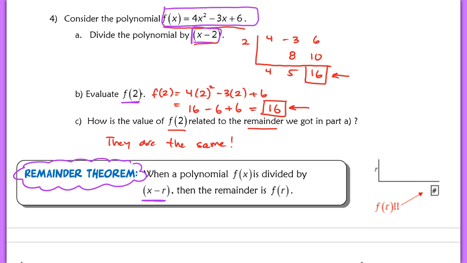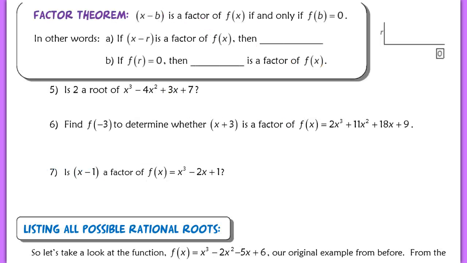or f of r. So in other words, if you take a polynomial, you divide it by a linear binomial, remember, we put the opposite of r here, and we end up with this remainder, which is also equivalent to if we just took that number, 2, in this example here, and we placed it inside the function and evaluated f of 2. So our remainder theorem now leads us into something called the factor theorem. This is exactly what we're going to be using today to factor polynomials.